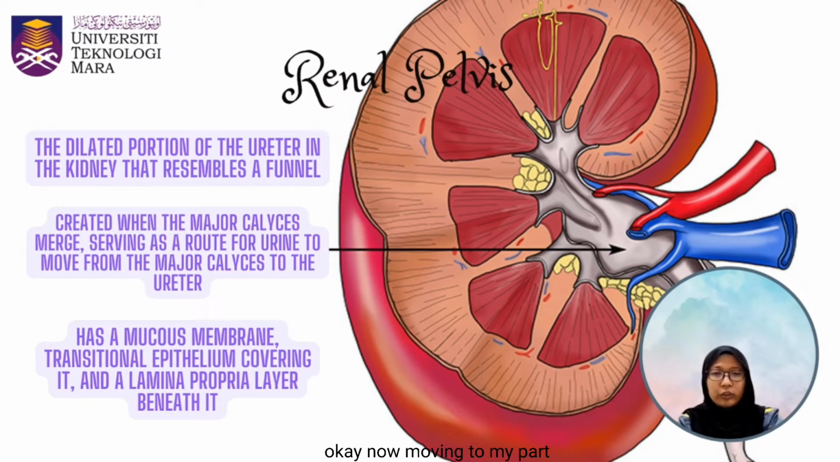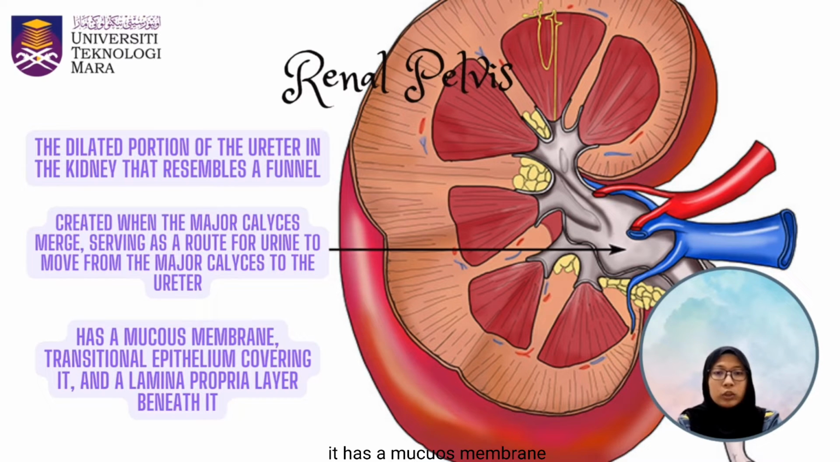Okay, now moving to my part. The dilated portion of the ureter in the kidney that resembles a funnel is called the renal pelvis or pelvis of the kidney. It is created when the major calyces merge, serving as a route for urine to move from the major calyces to the ureter.